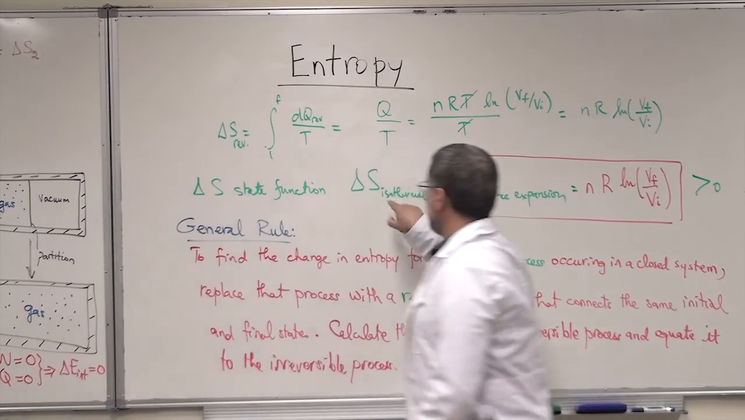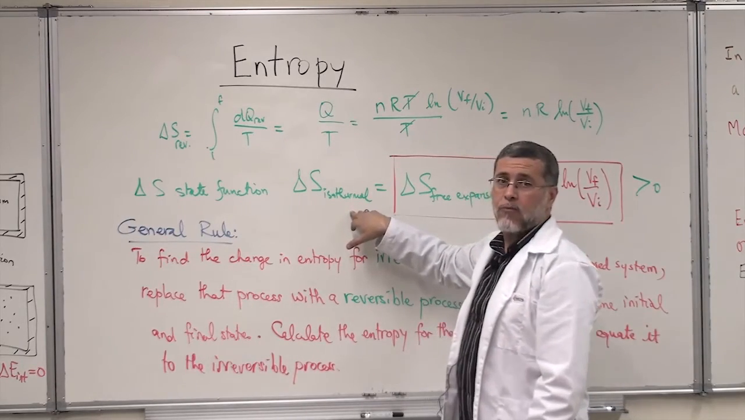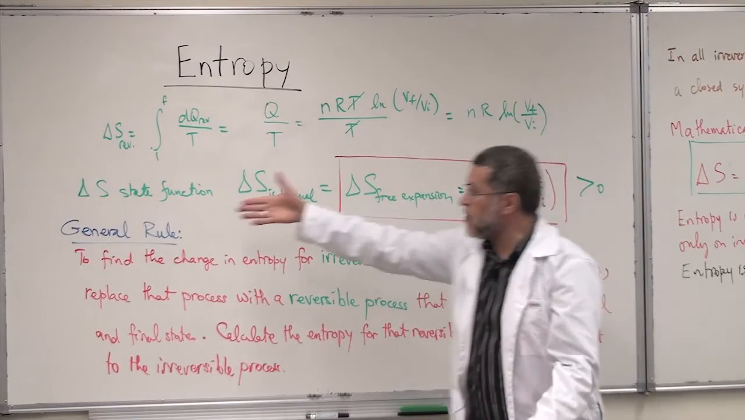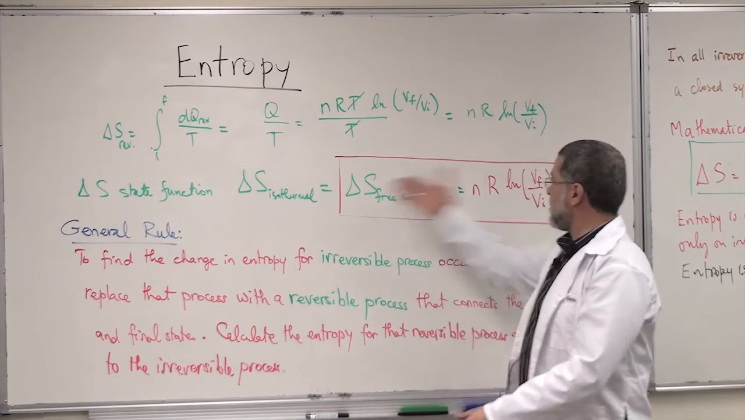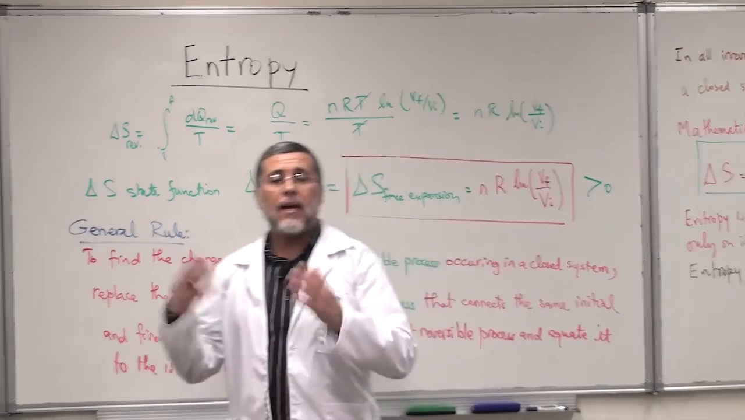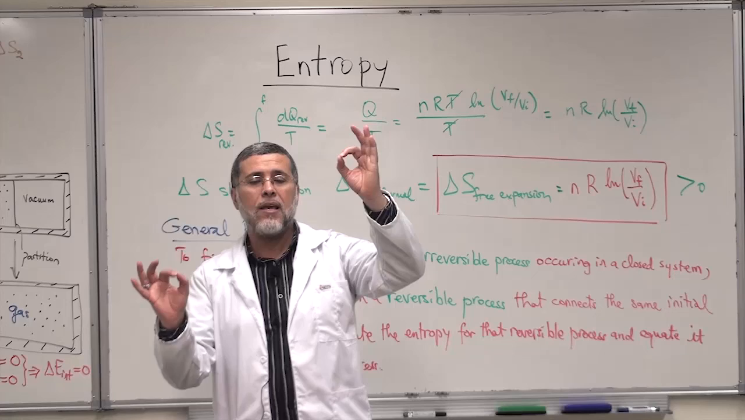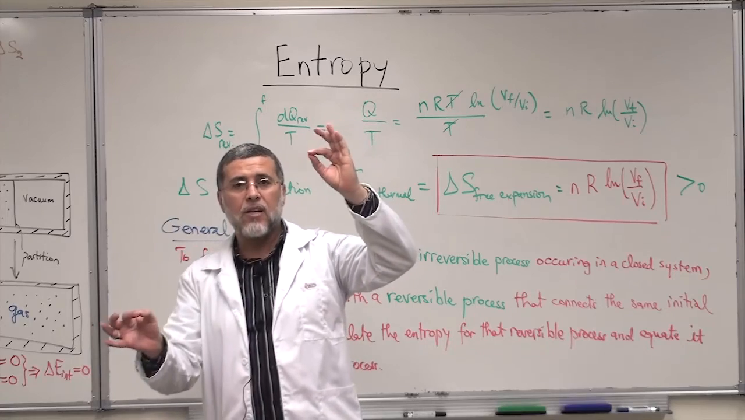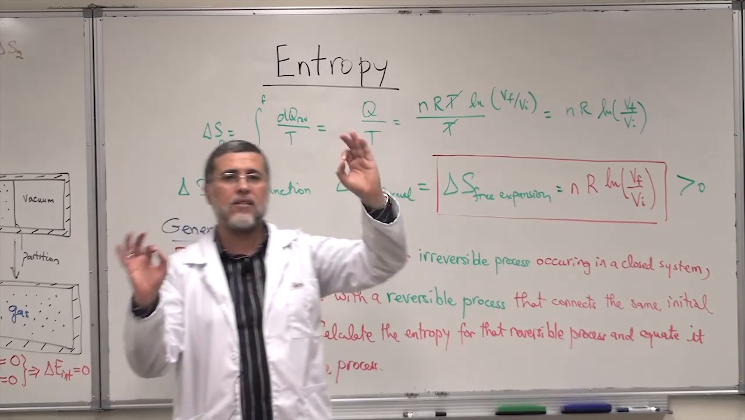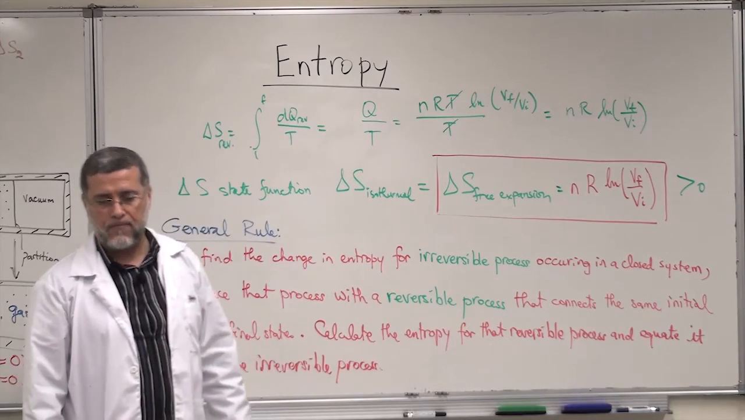So calculate the change in entropy for that reversible process, which is in this case the isothermal, and equate it to the irreversible process, which was in this case the free expansion. They have the same delta S. Why is that? Because S is a state function. It depends only on the initial and the final states. As long as the two processes have the same initial and final states, then you can use this method here. Thank you.